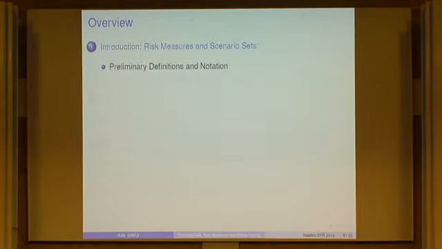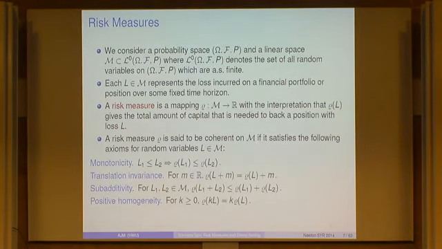Now I'm going to define things and notation and get going. So a lot of this will be well known to you. In the background, there's a probability space, and I'm going to consider a set of random variables, which is a subset of the space of random variables which are almost surely finite. Every random variable L in my set of random variables M will represent a loss. That's why I'm calling it L. A loss incurred on a portfolio or a position over this fixed time interval.